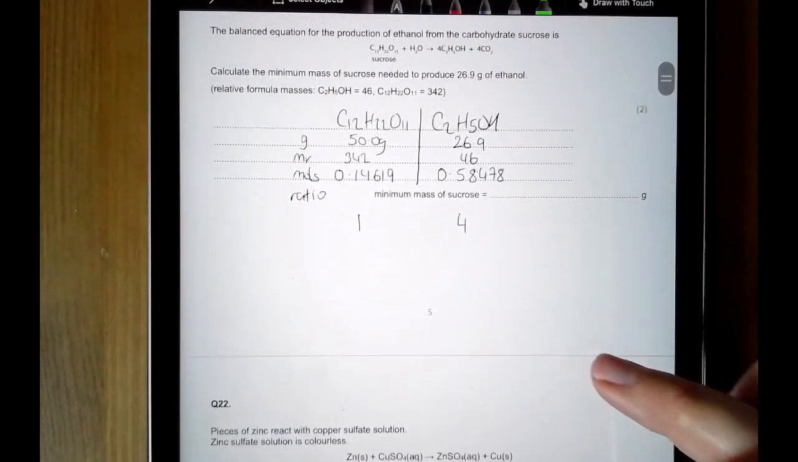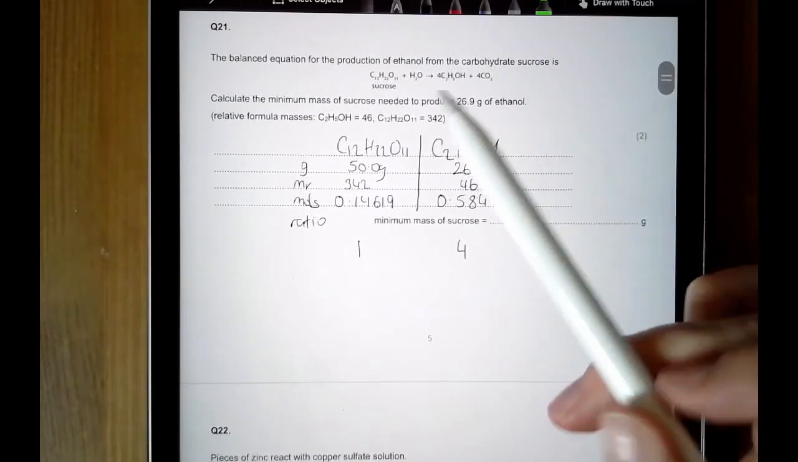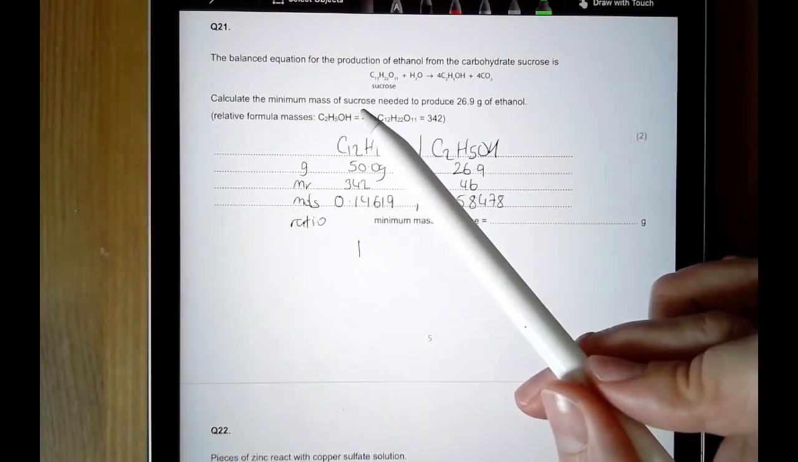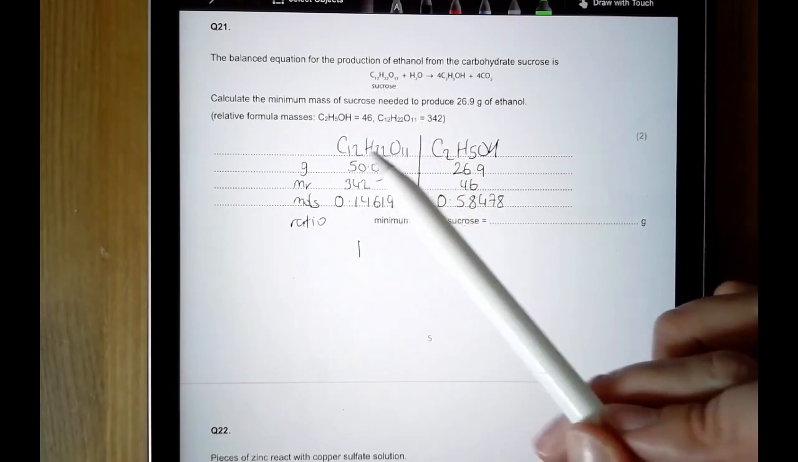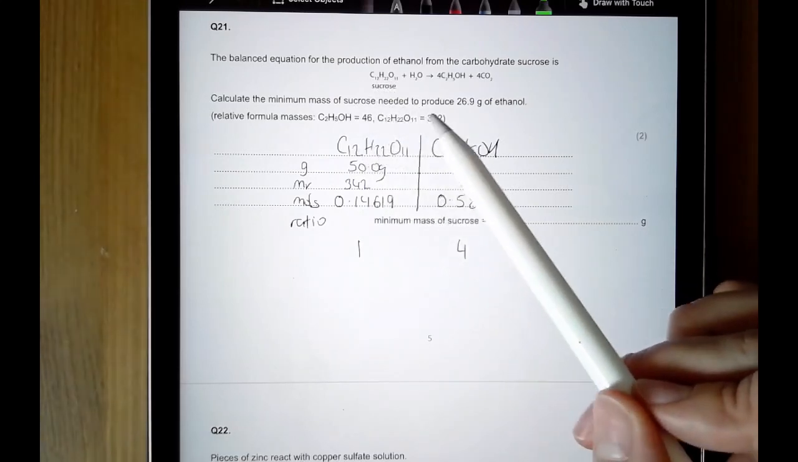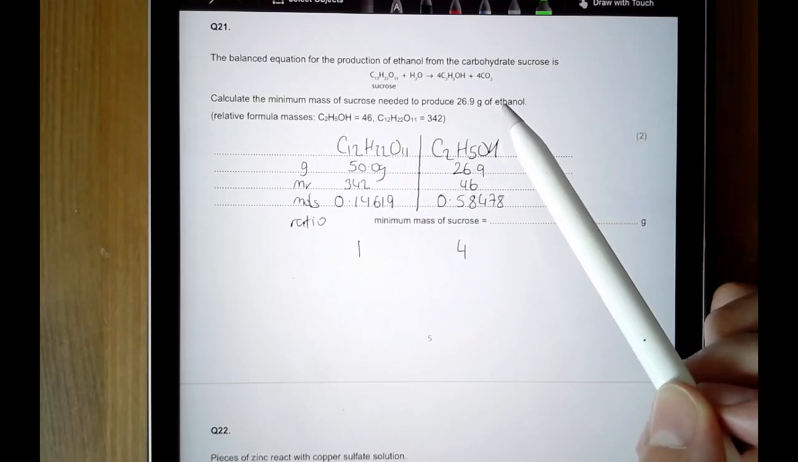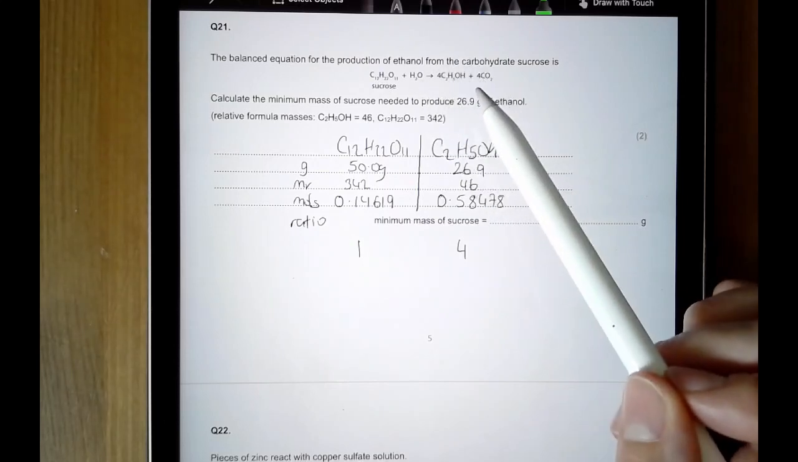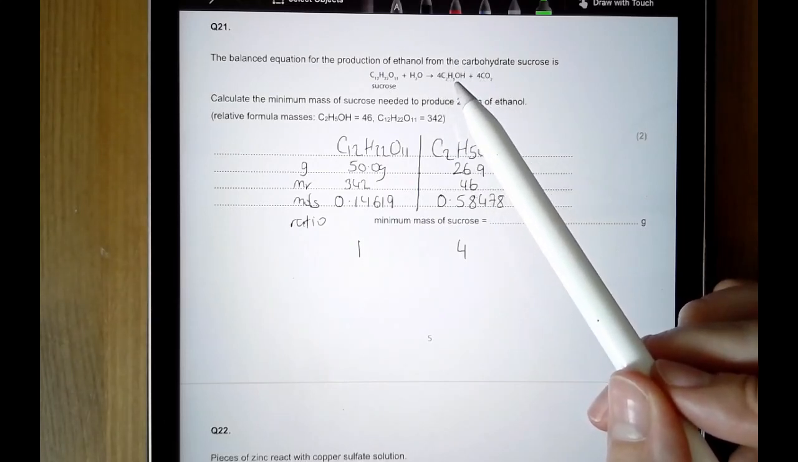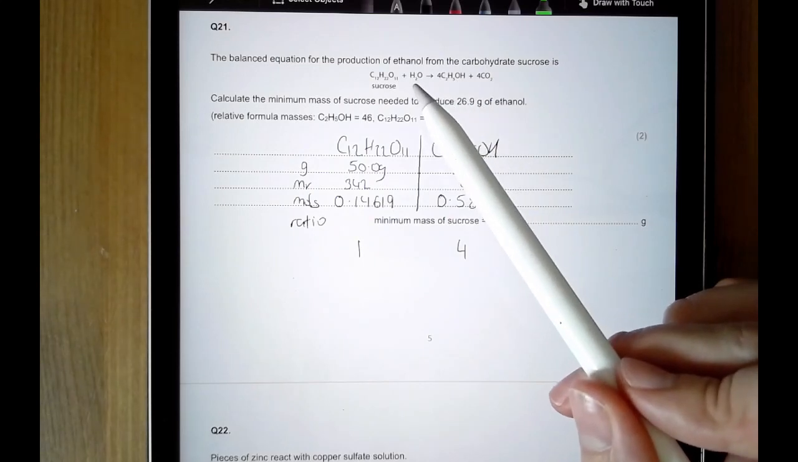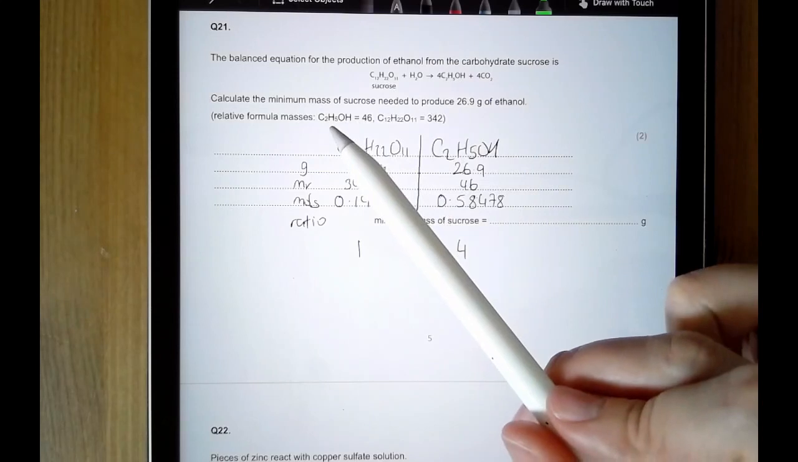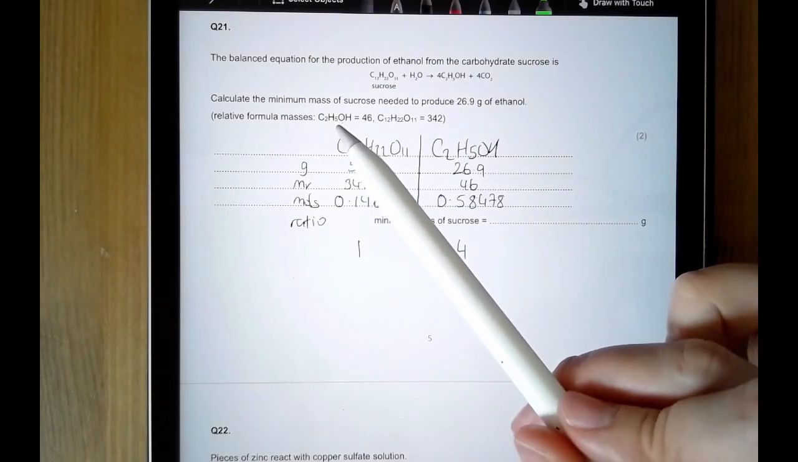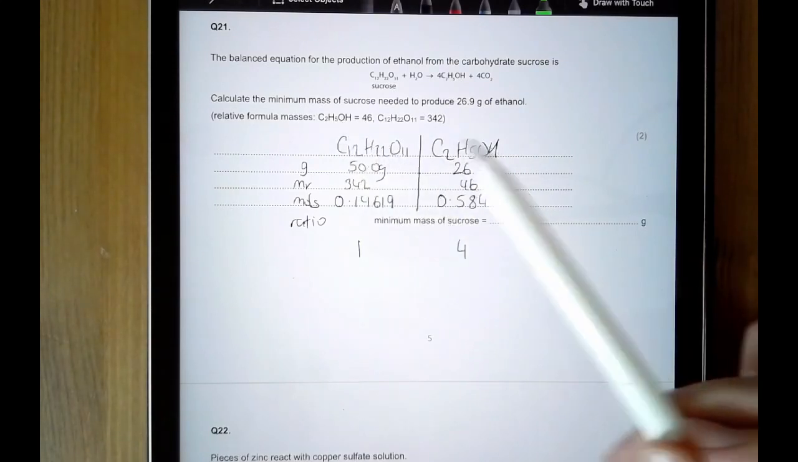Next question is similar. So again, I've just done this one. You're asked to calculate the minimum mass of sucrose, because they ask me about sucrose. I fill that into my table. Needed to produce 26.9 grams of ethanol. So you're going to need to work out which one of these is ethanol. Even if you don't recognize ethanol, you should know that it's not H2O and it's not CO2, so it must be this. Again, if in doubt, look at what they give you. They give you the formula mass of this, therefore you need to use it. So these are the two things in my table.